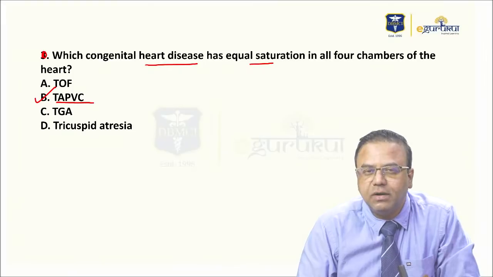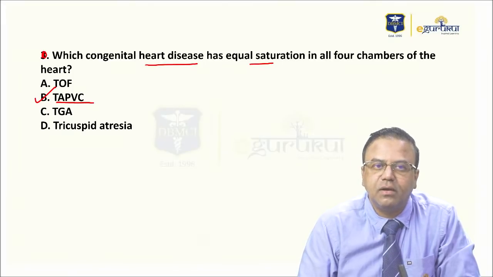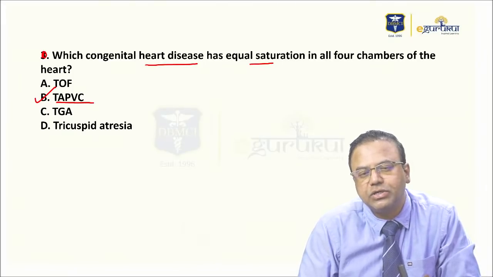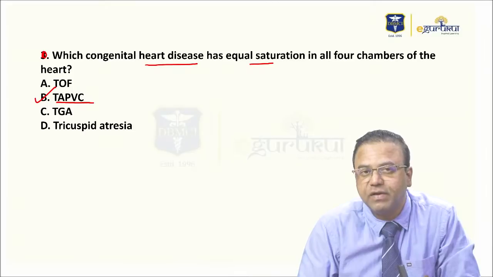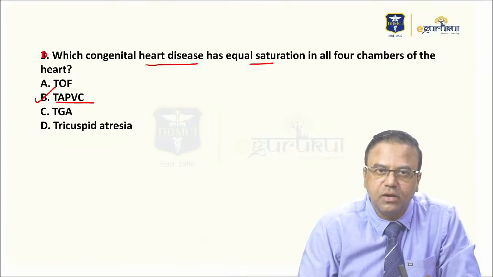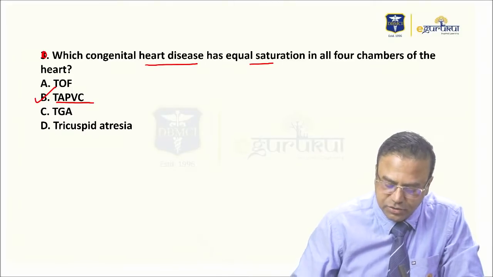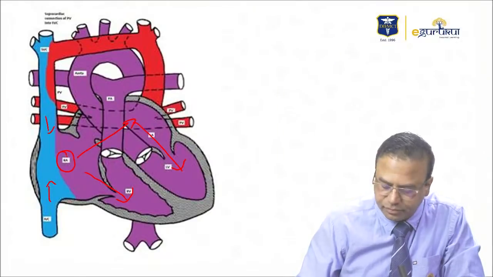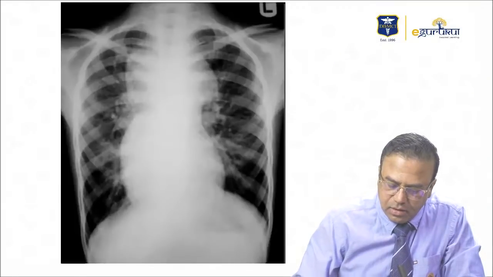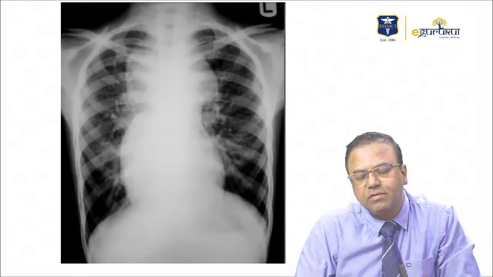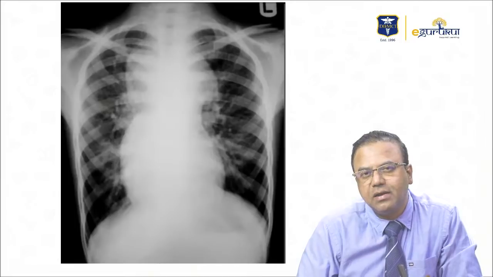TAPVC has been asked multiple times in the past, and last year also I think they had a question about the X-ray findings. The X-ray finding, as you know, is the snowman appearance that you see in patients with total anomalous pulmonary venous drainage. So this is the X-ray that I was telling you about. This was what was asked in the last INICET, I think.